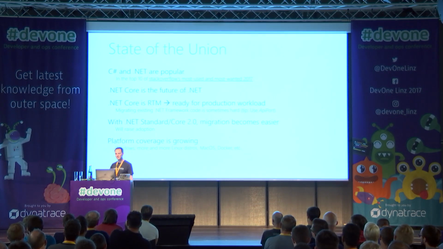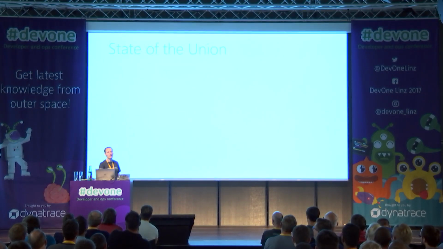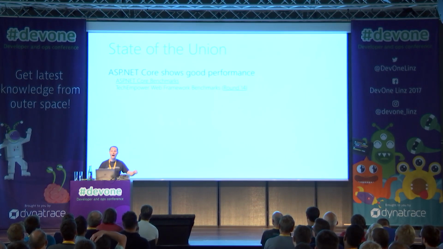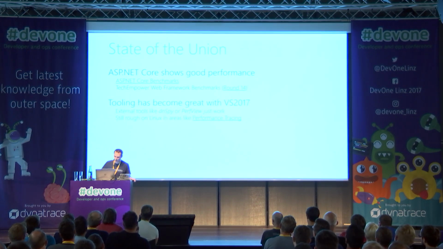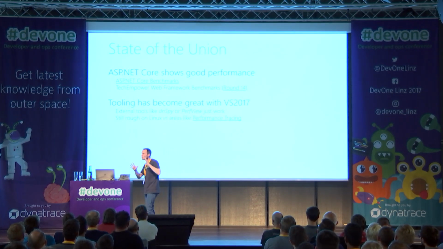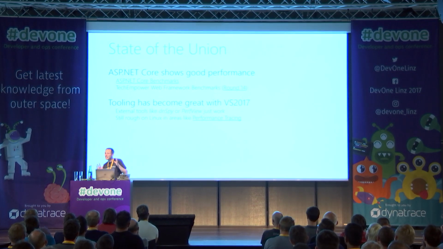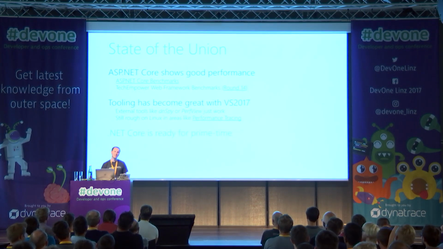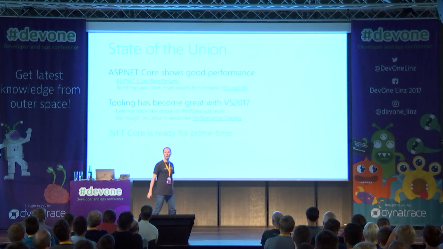We get Raspberry Pi support and things like that. And finally, ASP.NET Core shows really good performance. Take a look at this URL, and you will see that it really outperforms, for instance, Node.js on various platforms. And the tooling, as I've shown you, is really great with Visual Studio 2017. There are a few edges if it comes to performance, profiling, and things like that on Linux. We're not finally done there, but, well, it's improving. It's really improving. So, if you ask me, .NET Core is ready for prime time.